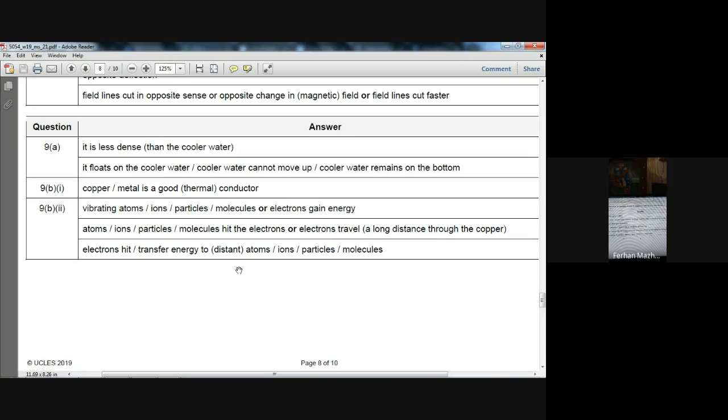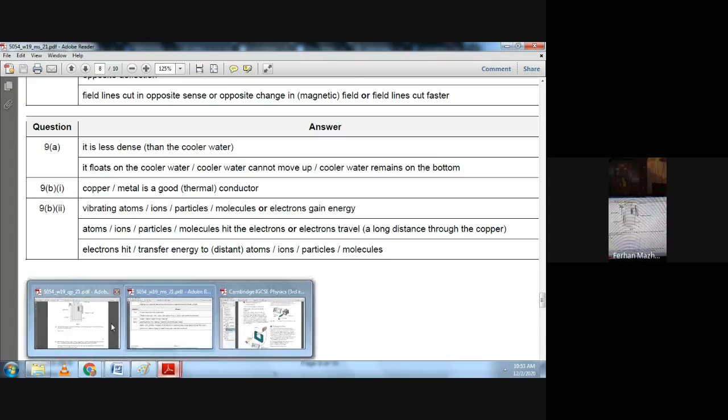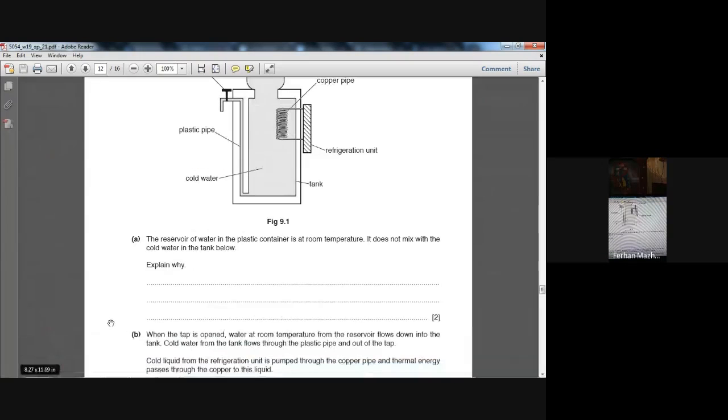Okay. You see, in the marking scheme, he used only the analogy of the density reasoning. He did not go into the convection currents. Let me read the question, so let's see why he is not using that. The reservoir water does not mix with the cold water in the tank.